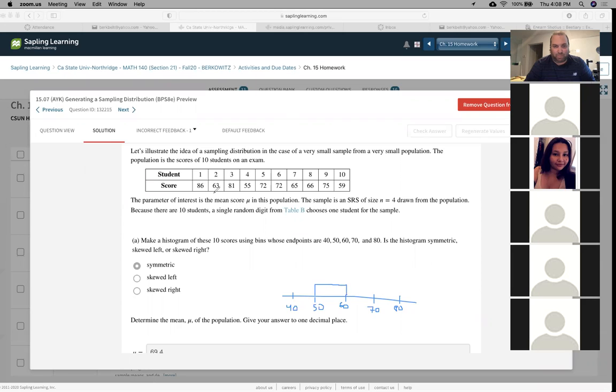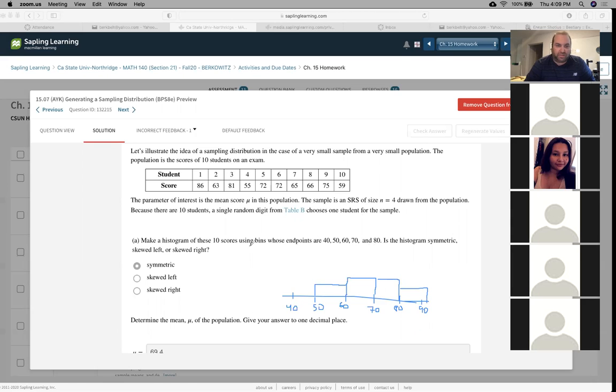60 to 70, we have 1, 2, 3. And 70 to 80, we have 1, 2, 3. And I don't know why they said 40 to 80. We really got to go all the way to 90 because there are some very good students here. 1, 2.